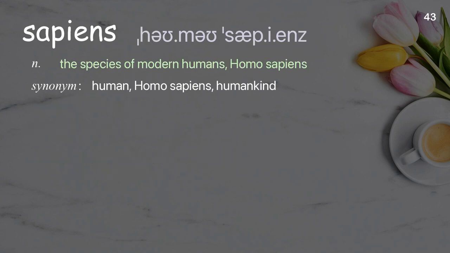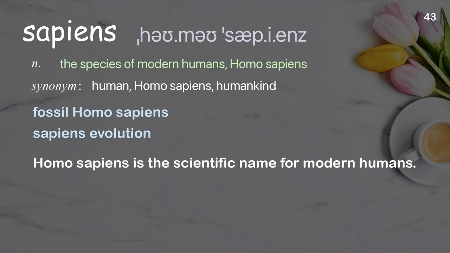Sapiens. The species of modern humans, Homo sapiens. Examples: fossil Homo sapiens. Sapiens evolution. Homo sapiens is the scientific name for modern humans.